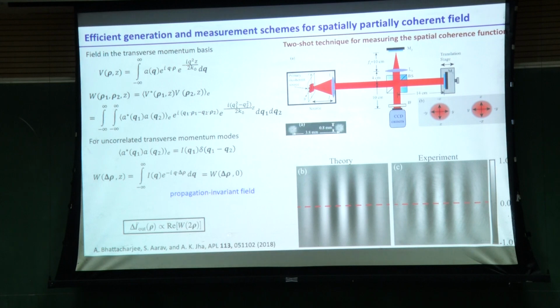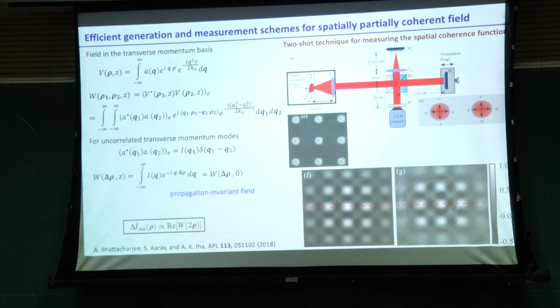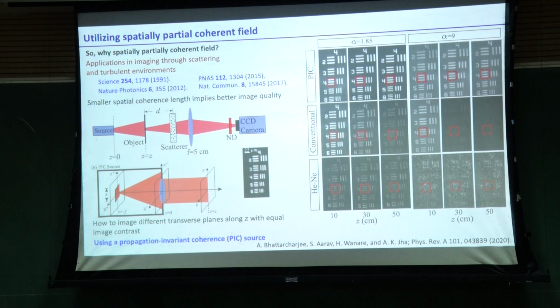And then we have also developed a way of measuring. Young's double slit is pretty old. We have some way of measuring the complicated coherence function. So this is one example. We can have a coherence function like that, and that can also be measured. That one is theory, one is experiment.